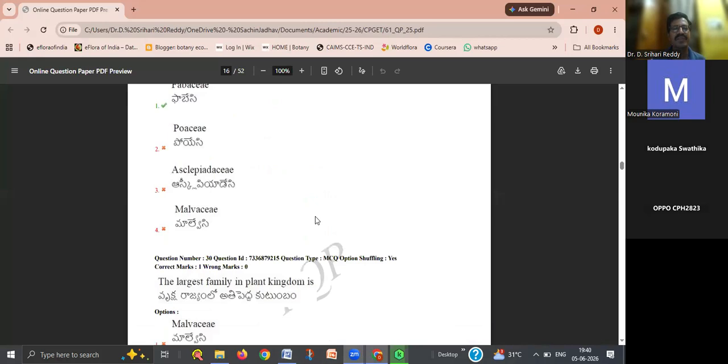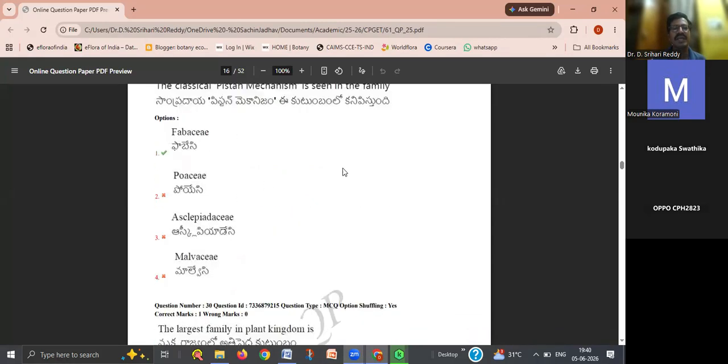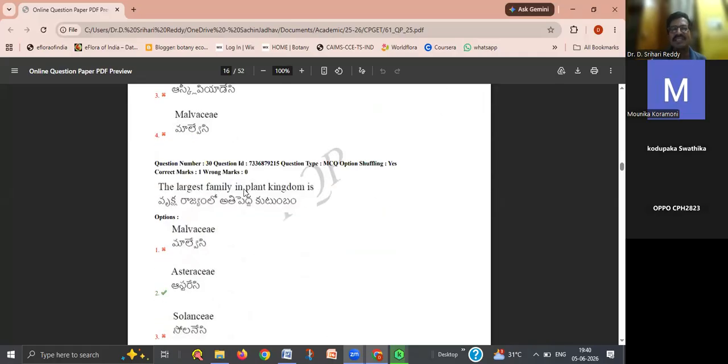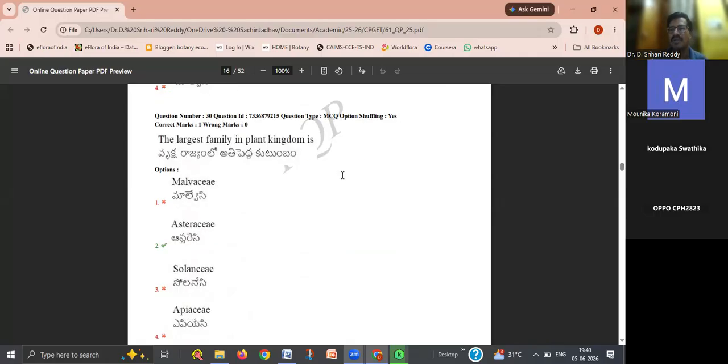Here the question is the classical piston mechanism. It is related to Fabaceae. And next, the largest family in plant kingdom. So this also you should remember, in entire plant kingdom, whether it is dicot or monocot, the largest family is Asteraceae. The old name is Compositae. Sometimes they may give the name Compositae. Both the names are in use. As per the taxonomic rules, we can call it Asteraceae or Compositae. It is the largest family.